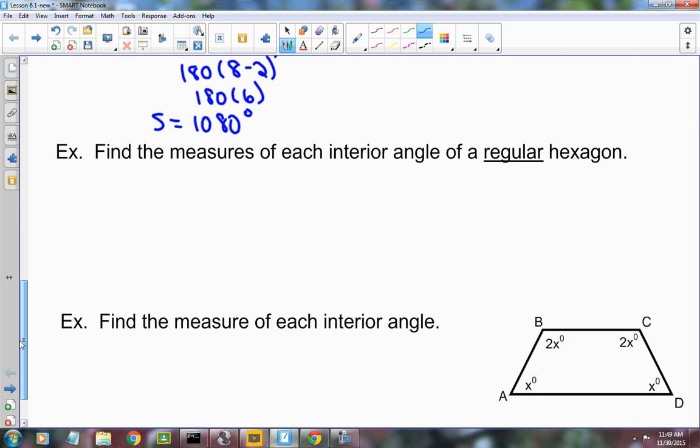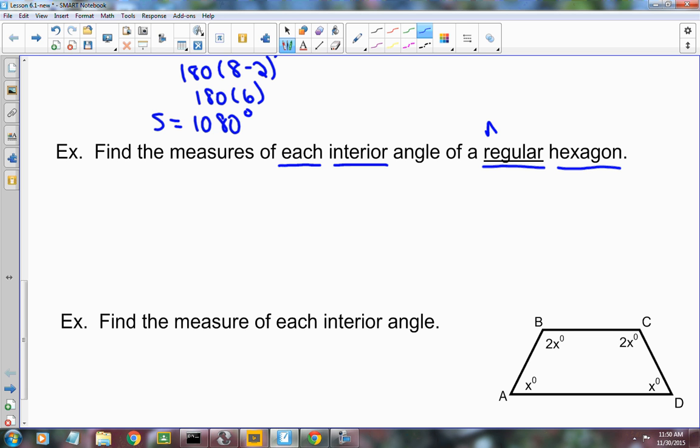Okay, now let's look at something a little different. It says find the measures of each interior angle of a regular hexagon. This time I want each interior angle, and it's a regular hexagon. So I want each individual one, and it's regular. What does it mean to be regular? Do you remember? I have a regular polygon, regular hexagon. What does it mean to be regular? All sides are equal, and what else? And the angles are equal.